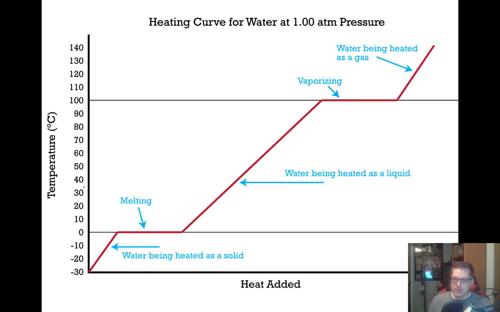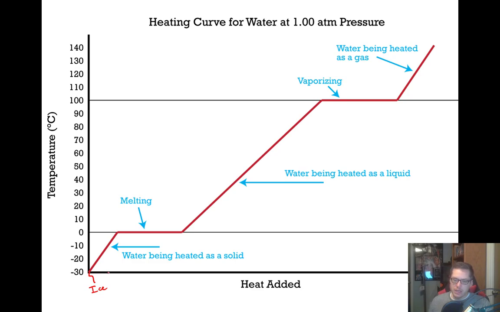So here's our heating curve. This is for water. The y-axis here is temperature in Celsius, and then we're adding heat as we're going to the right this way. Down here we just have ice, and it's at negative 30 degrees Celsius. Pretty cold. And then we're starting to add heat.